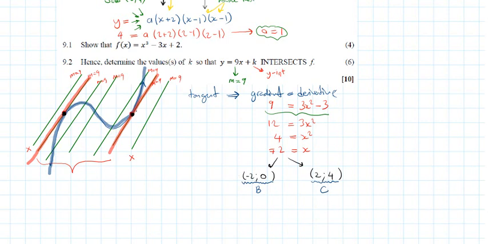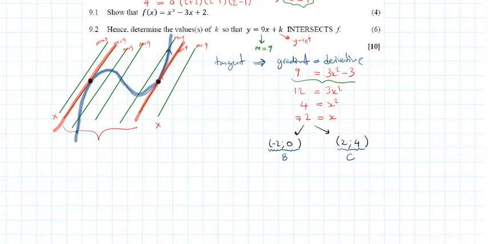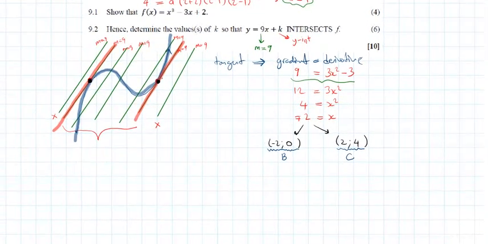Now, okay then, how can we carry on? How can we get k? So we can find those line equations, because we have the points and they both have the same gradient. So gradient is 9 and point is minus 2 and 0. Gradient is 9 and point is 2 and 4. So what are the line equations? Line 1, which is tangent 1, is y minus 0 is equal to 9 times x plus 2. So we have y is equal to 9x plus 18.